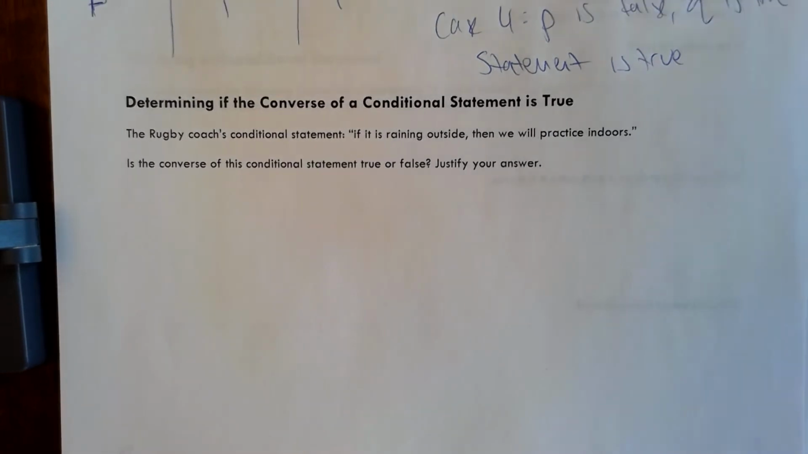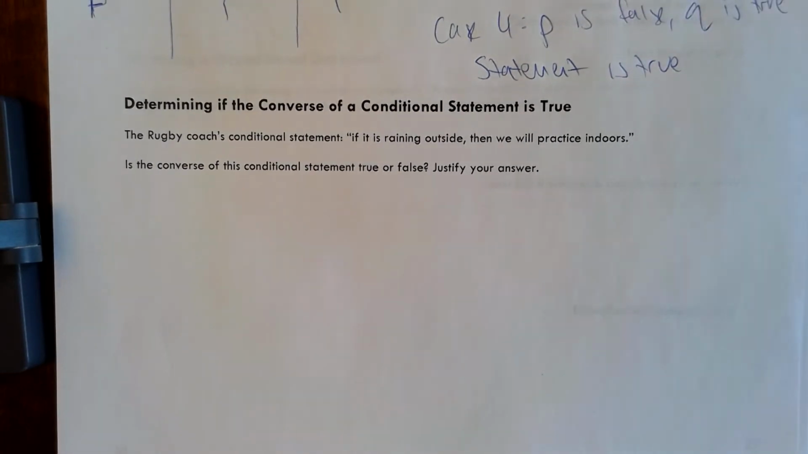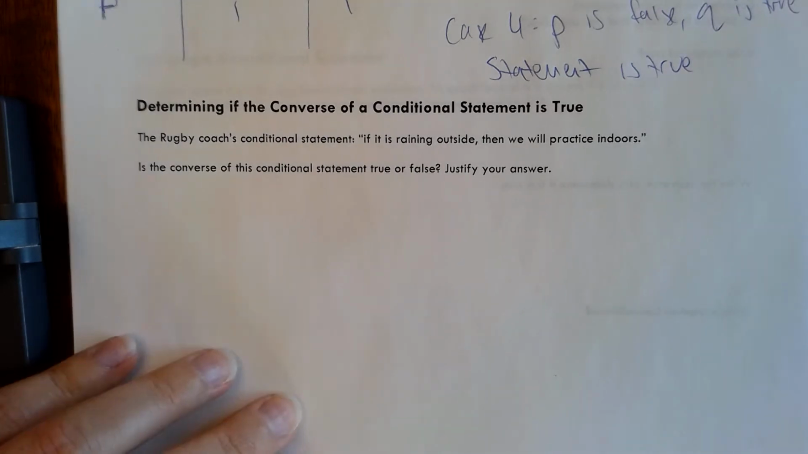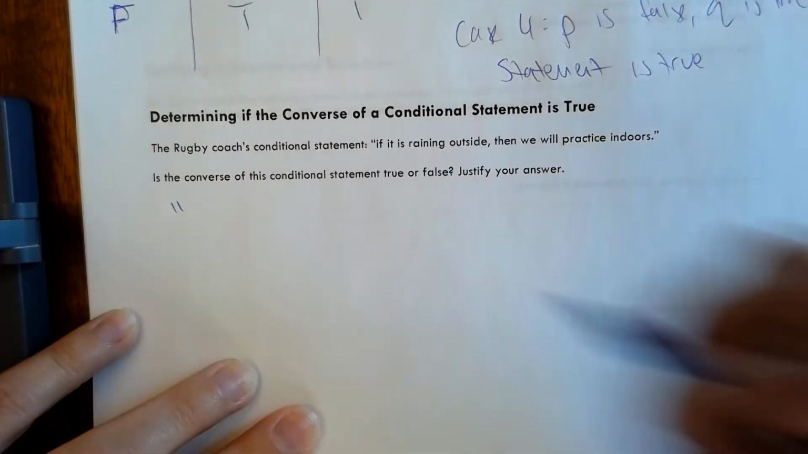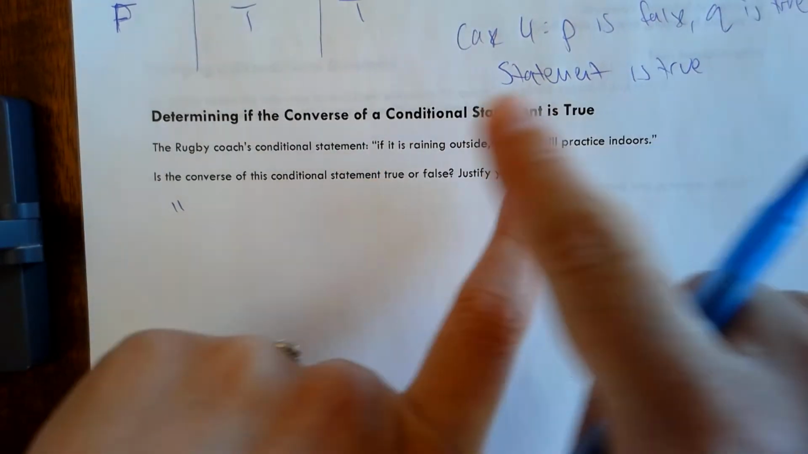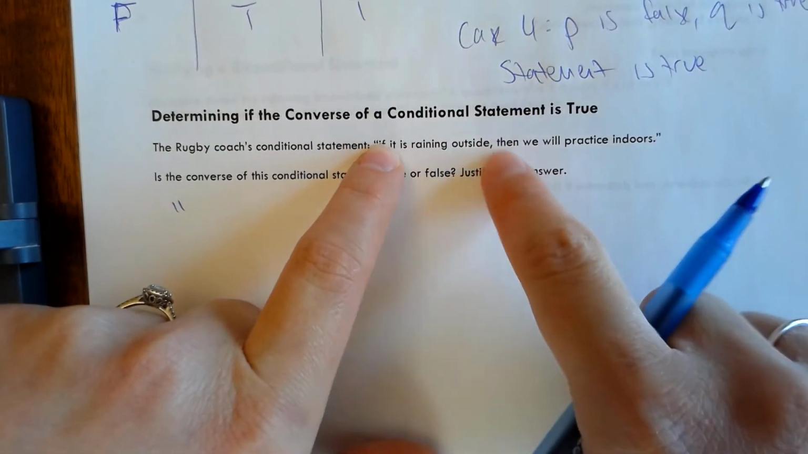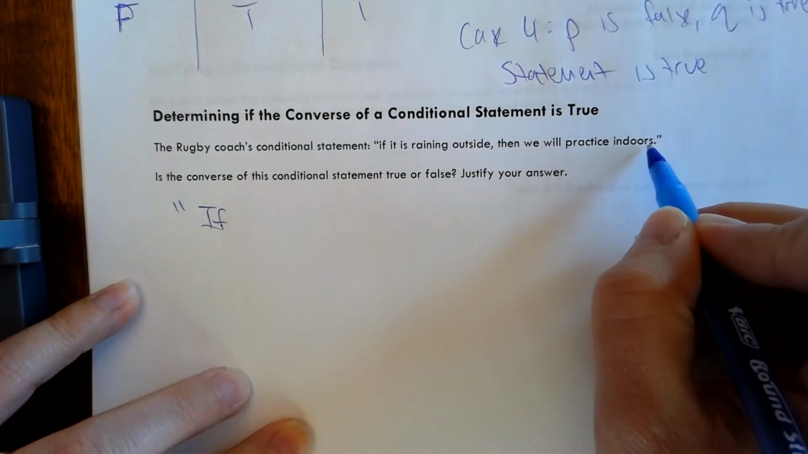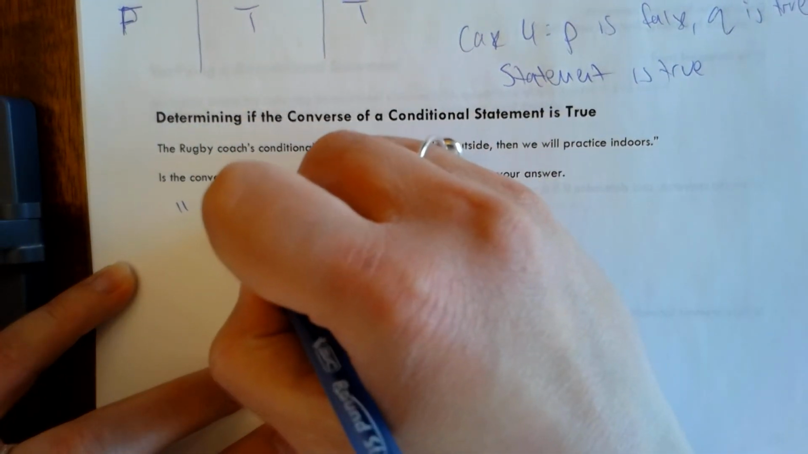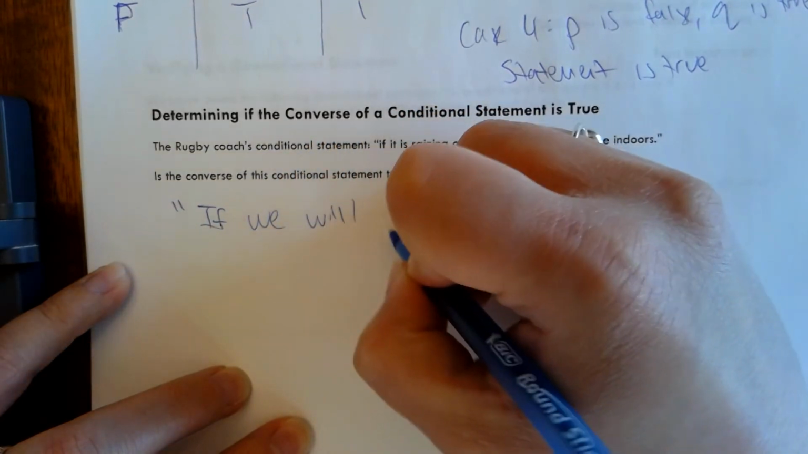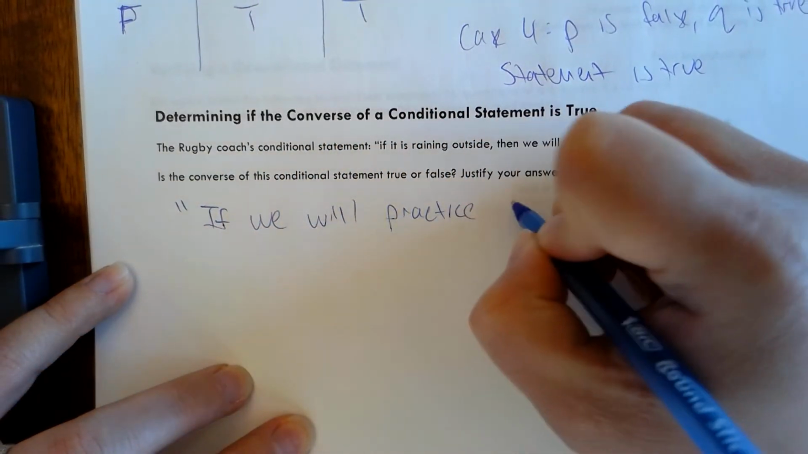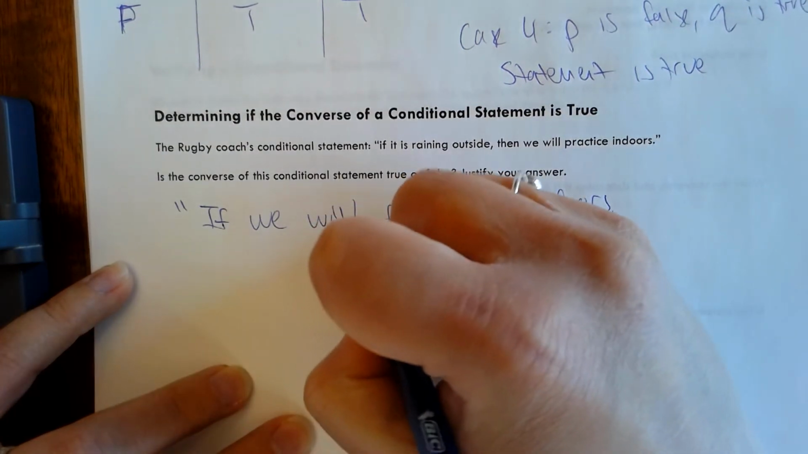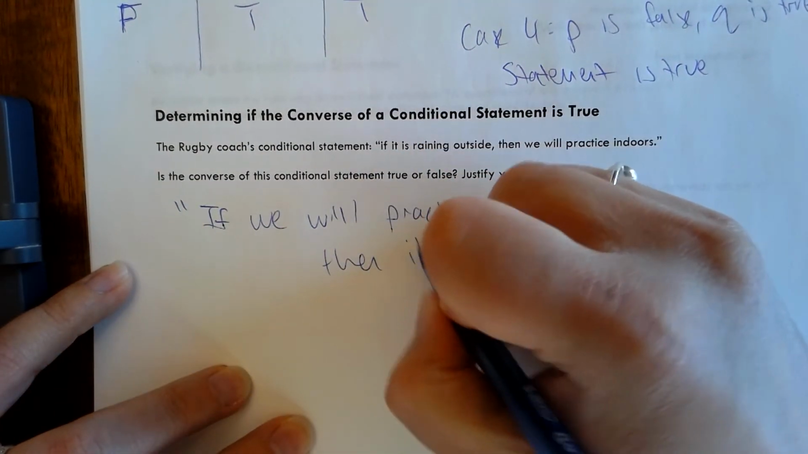So the rugby coach's conditional statement, same statement: if it is raining outside, then we practice indoors. Is the converse of this true or false? So let's figure out what the converse is. Remember, converse is where we take the two parts and we flip them, but we leave the if and the then in the same spots. So if we practice outdoors, then it is raining outside. You should put a little comma.